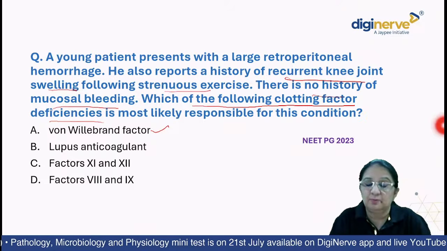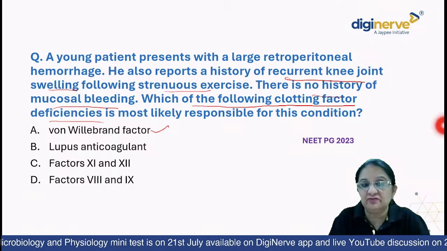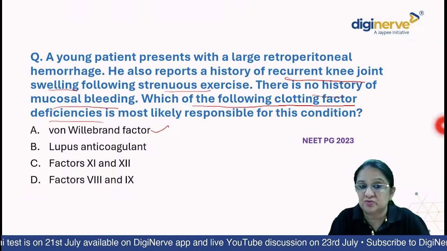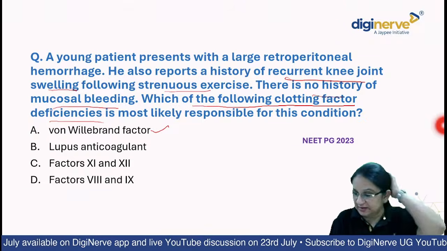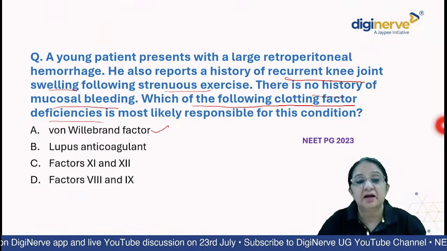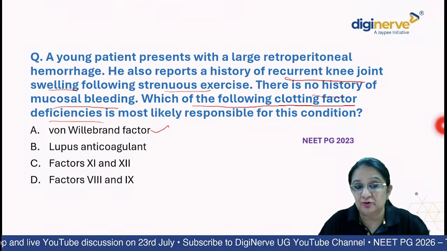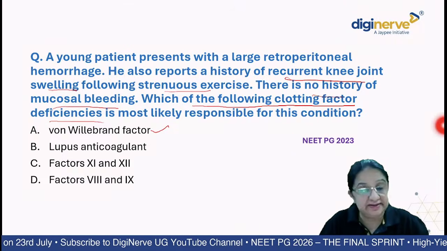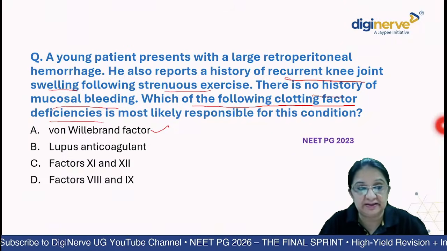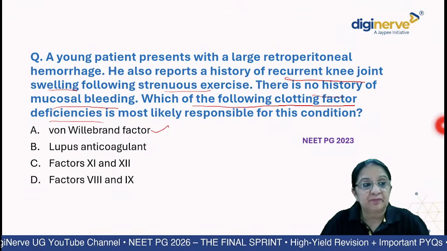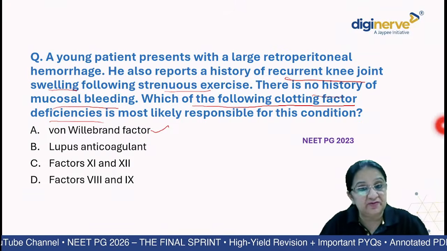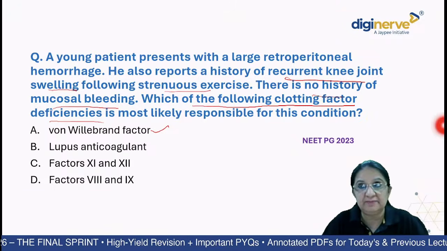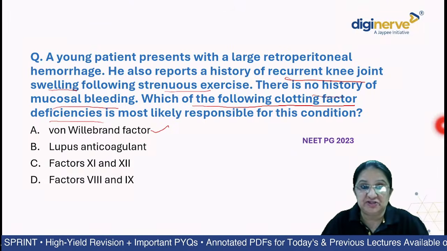It causes more of superficial bleeding, less of deep tissue bleeding. Why? What is the role of von Willebrand factor in hemostasis? It helps in platelet adhesion. Plus, it also prolongs the half-life of factor VIII. That is why you will see superficial and some deep bleeding, but more of superficial bleeding.